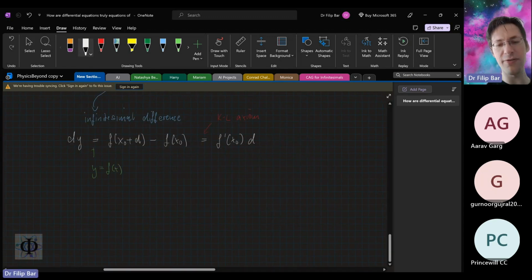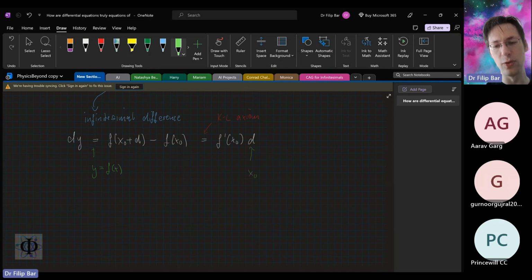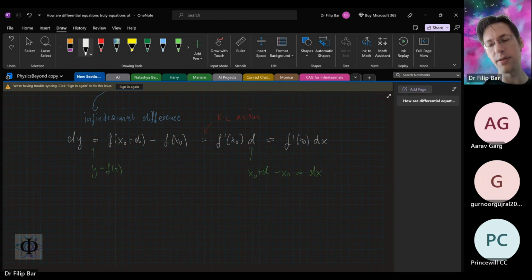Now, if I'm thinking of the d, let me do that in green as well. The d is just x naught plus d minus x naught, right? So this is an infinitesimal difference in x. So I can use that as well, and I can simply rewrite things as f prime of x naught dx, right? Okay, so let's piece that together. I just said that for my function, the infinitesimal change in y is just f prime of x naught times dx. Okay, everyone with me so far?